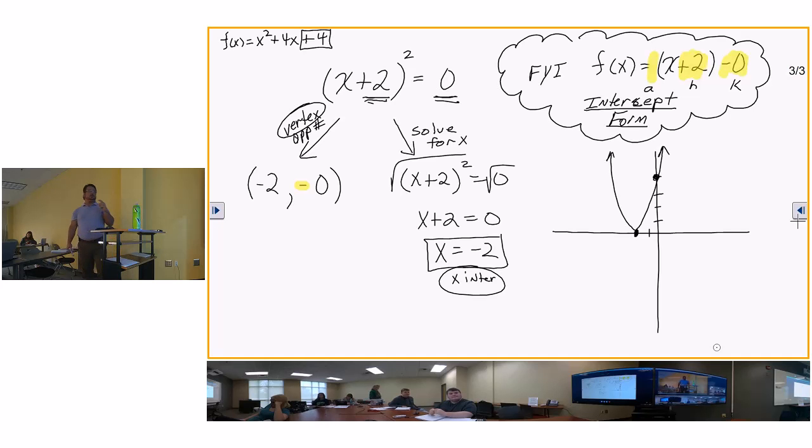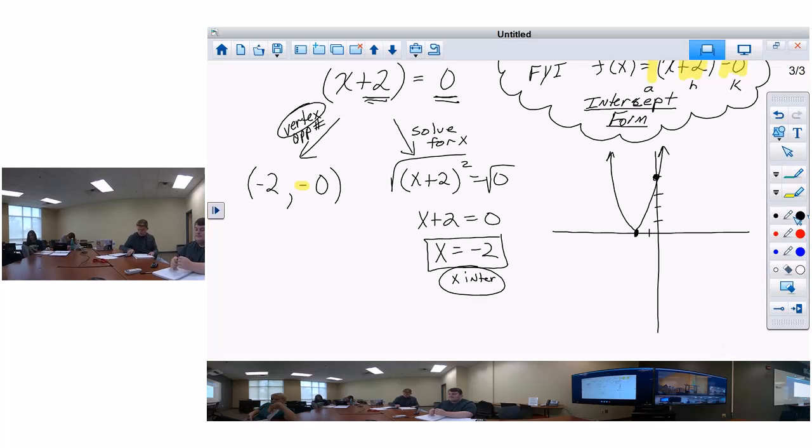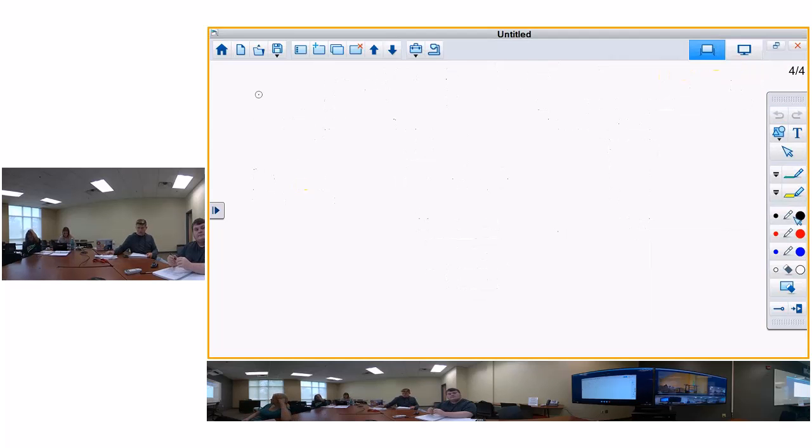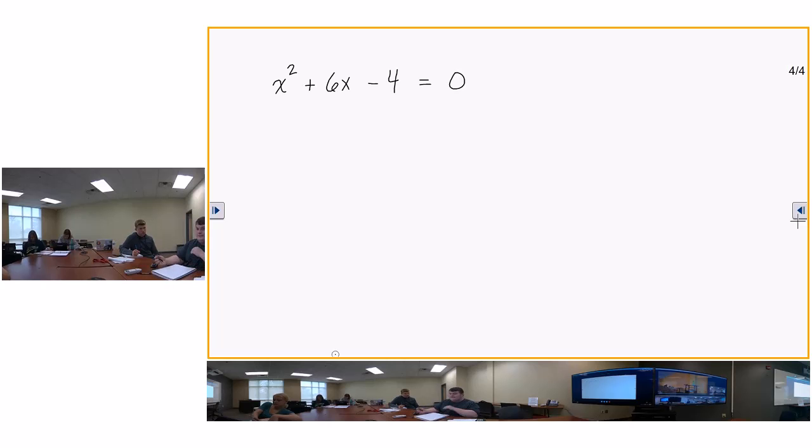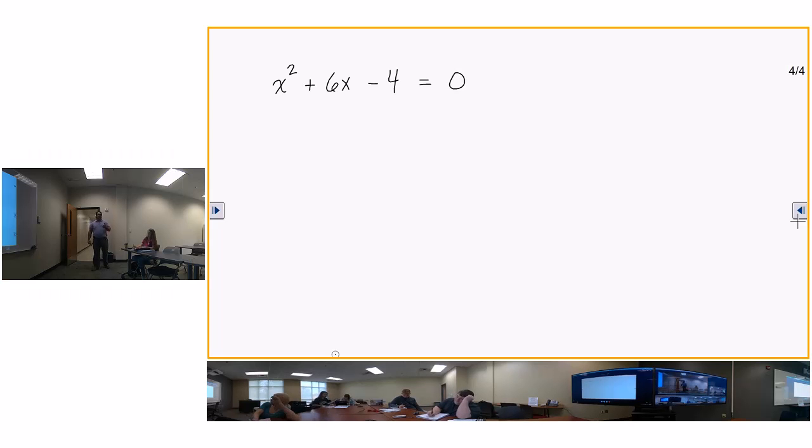So let's go ahead and start another one. I'll be nice. I'll do something really nice. x squared plus 6x minus 4 is equal to 0. I already set it equal to 0 for you. Go ahead and start on it. First thing you do is you move C.